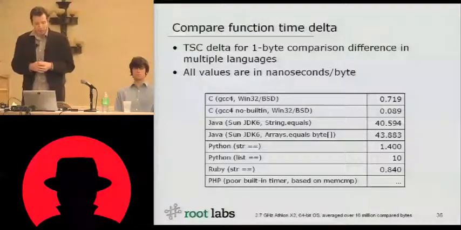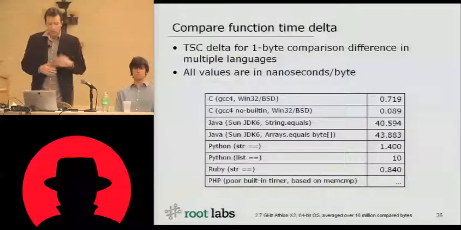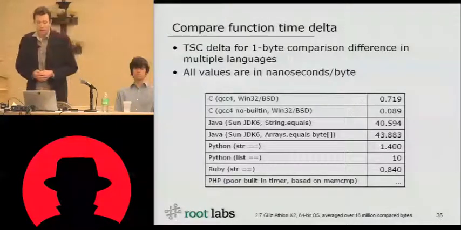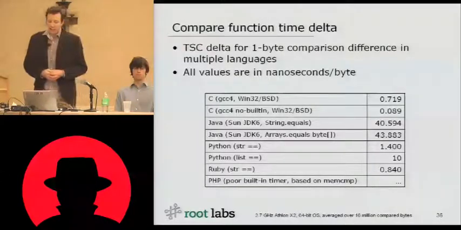So the libc, or the equivalent in Windows, are both good memcmp implementations customized for the particular architecture, better than the built-in GCC versions. For instance, for GCC built-ins, it took about 719 picoseconds per byte, whereas with no built-ins, it was about 89 picoseconds per byte, much faster.